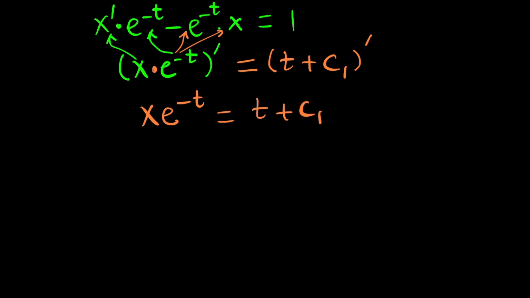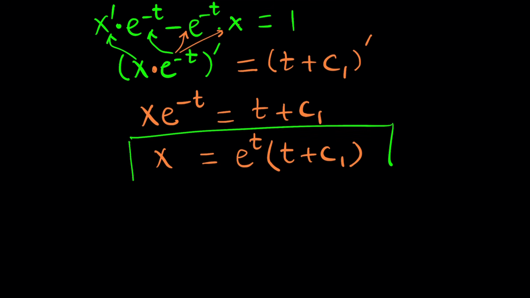No, because we need to solve for x. Let's go ahead and multiply both sides by e to the t again. So it's going to look like this: e to the t multiplied by t plus c sub 1. So that is the solution for x. Like I said earlier, there's no y. So solving for x is actually pretty easy.